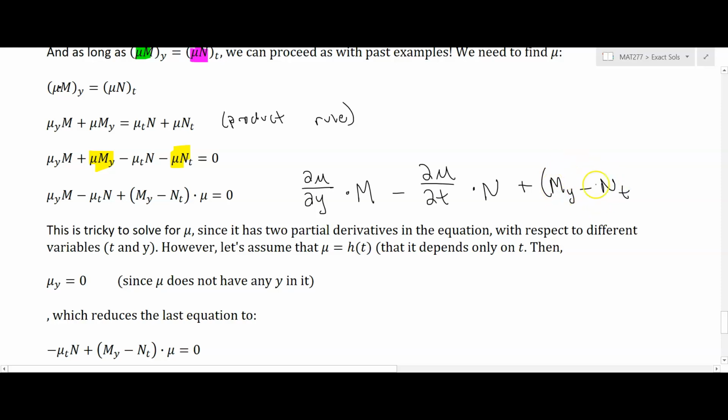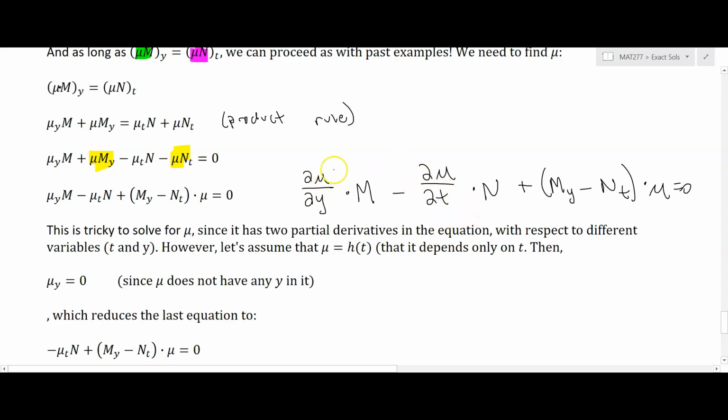Now, fortunately, these two things I can calculate. M and N are given to me, so I know those. I just don't know mu. Therefore, if I don't know mu, I don't know d mu dt, and I don't know d mu dy. So this is a very tricky equation to solve for mu, since it has two partial derivatives in the equation with respect to different variables t and y.